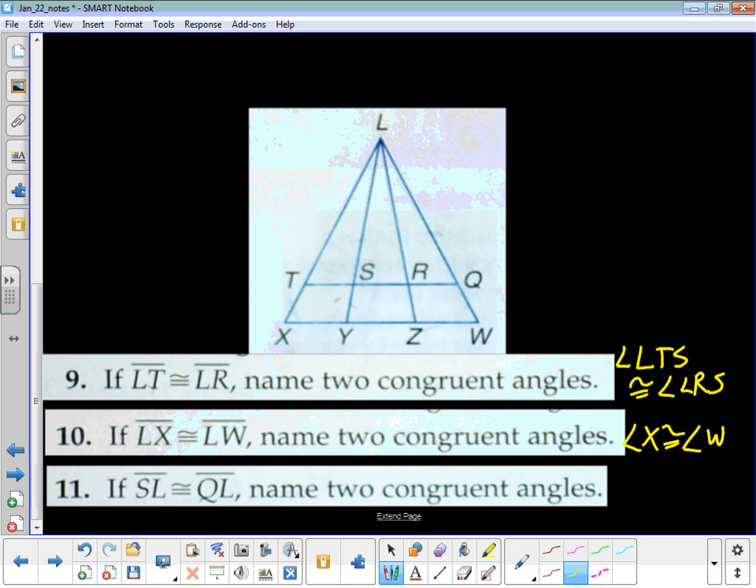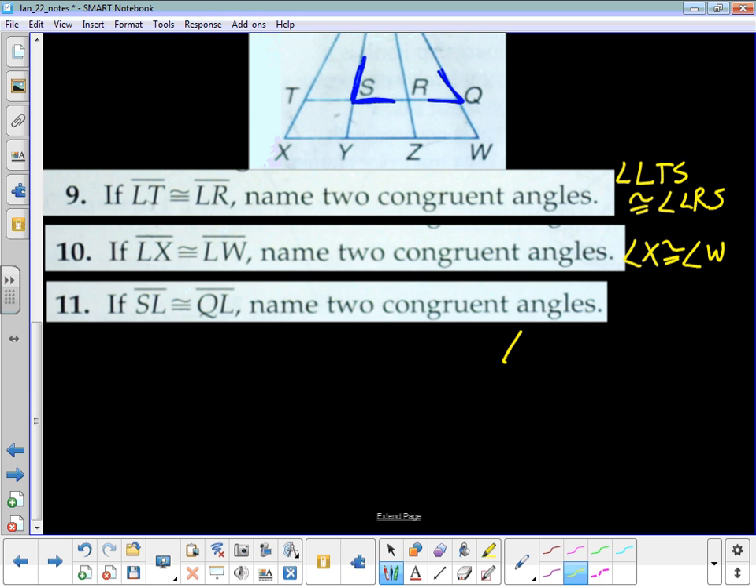Now, let's look at the last one. If SL, this one right here, is congruent to QL, this one right here, which are the two congruent angles? Well, the angles opposite would be this angle here where the S is and the angle where the Q is. But like the R and the T one, we have to name them with three-letter combinations. So I would say angle LSR is congruent to angle LQR.